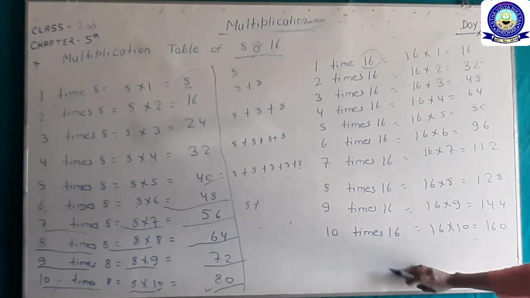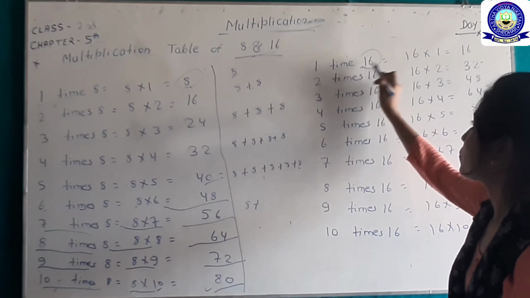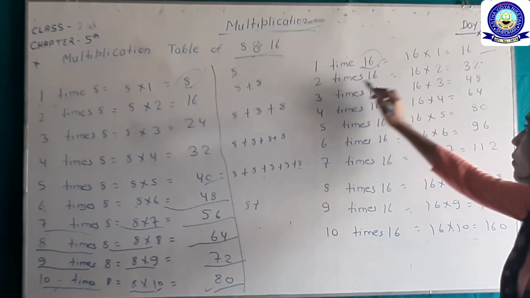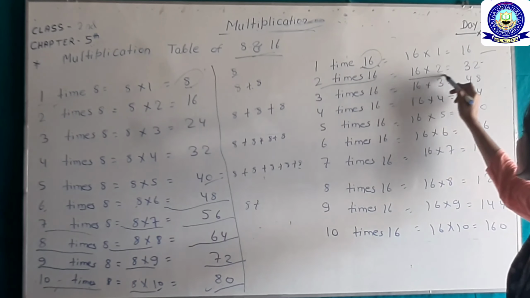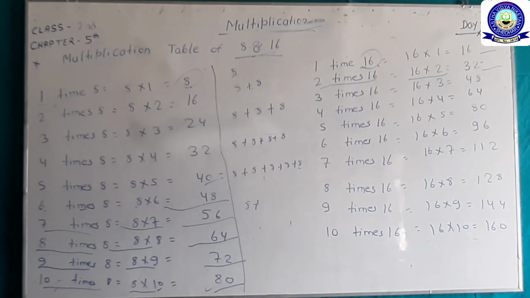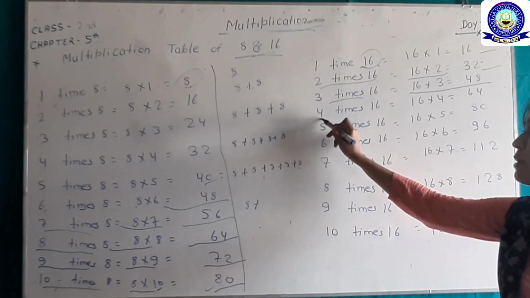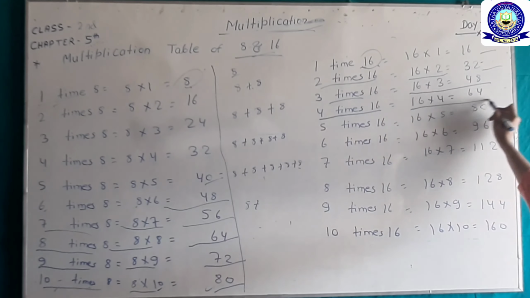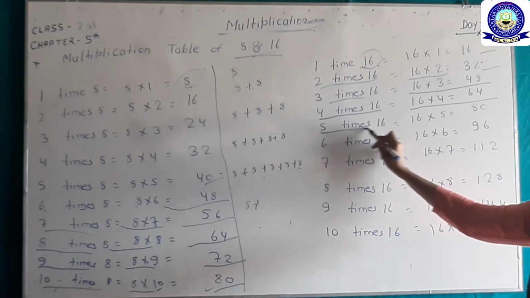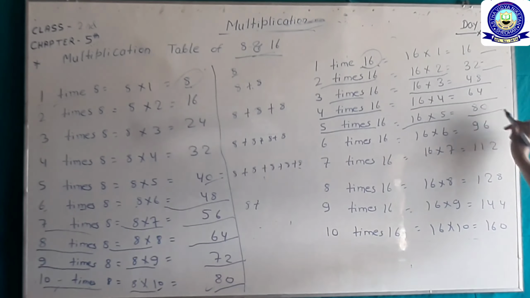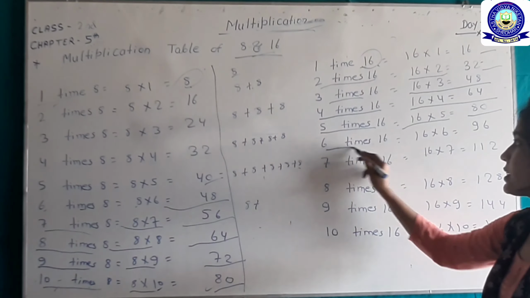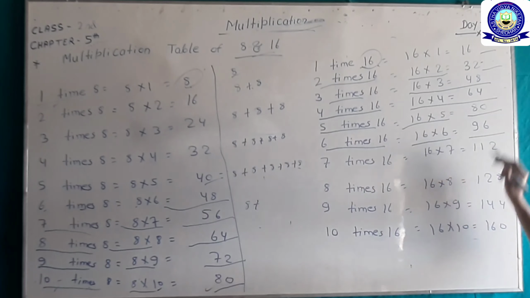This is your table of 16. When we write 1 times 16, we get 16. When we write 2 times 16, 16 into 2 equals 32. When we write 3 times 16, 16 into 3, we get 48. When we write 4 times 16, 16 into 4, we get 64. When we write 5 times 16, 16 into 5, we get 80. When we write 6 times 16, 16 into 6 equals 96.